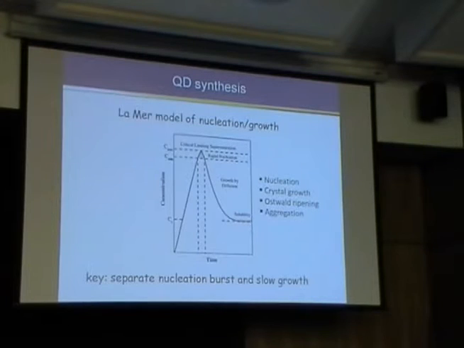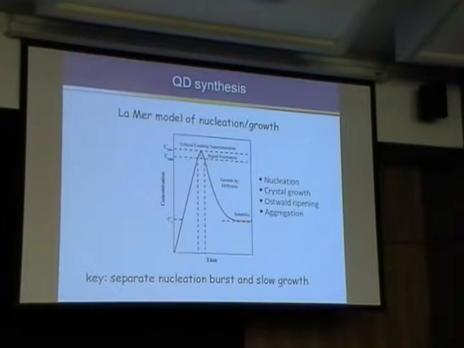So the way that normal quantum dot syntheses are understood is using the LaMer classical model of nucleation and growth. This is the dominant model in the field, even though it's probably not right in many cases. It's still the most intuitive model. What the LaMer model tells us is that to get monodispersed colloids, we want a very short nucleation burst of dots, followed at a later time by a growth phase. And that allows us to get monodispersed material.